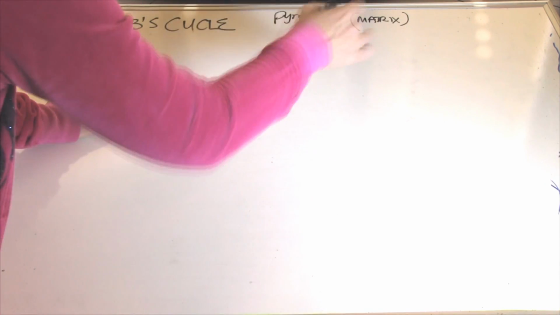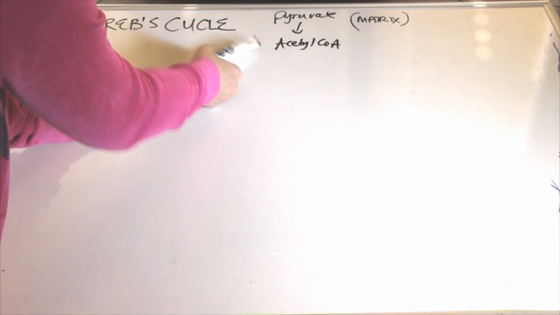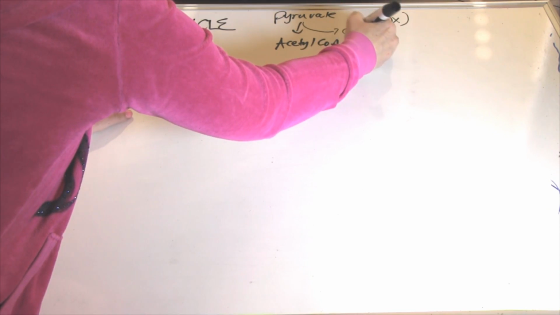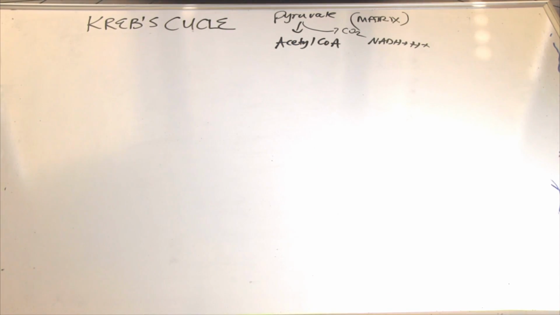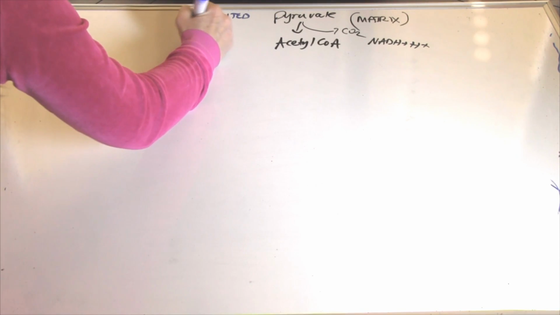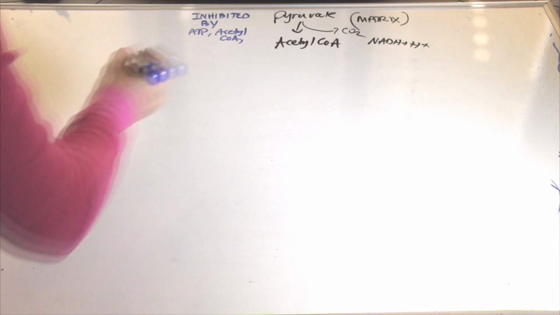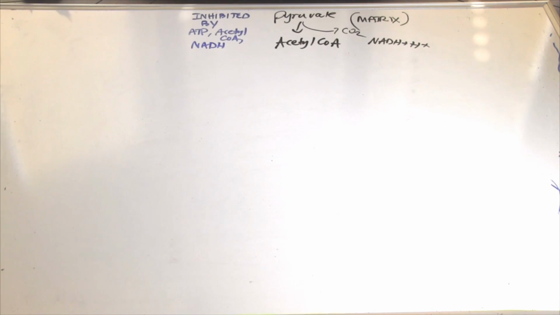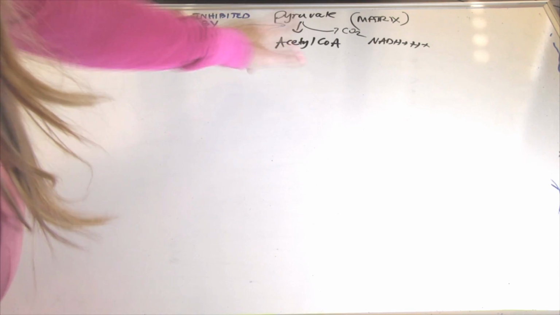Before we get into the citric acid cycle, we just went over pyruvate to acetyl-CoA. We have lost CO2. We have reduced an NAD, and this is inhibited by ATP, acetyl-CoA, so we have end product inhibition, and the reduced form of NAD. This reaction is inhibited by ATP, which is a sign of too much energy. So is NADH, too much energy, and end product inhibition with acetyl-CoA.